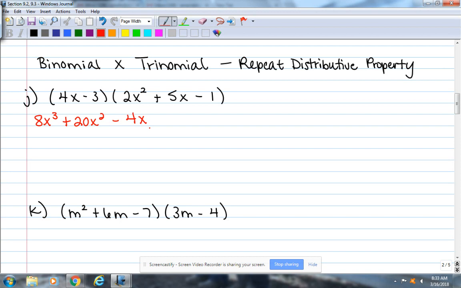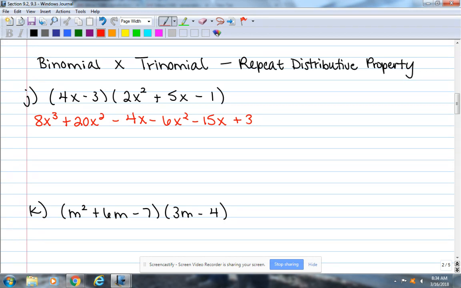Then I go to my negative 3 and multiply it times all three terms. So what's negative 3 times 2x squared? Okay. What's negative 3 times 5x? Negative 15x. And what's negative 3 times negative 1? Positive 3. A negative times a negative is a positive. Okay? Then we got to combine like terms.